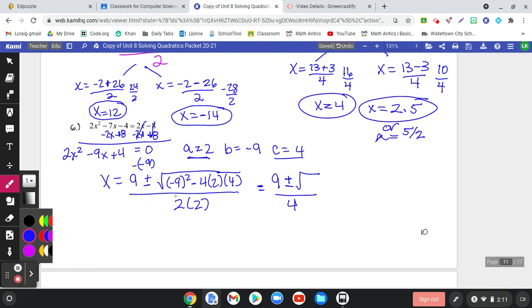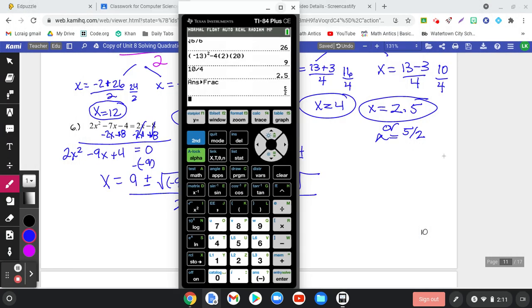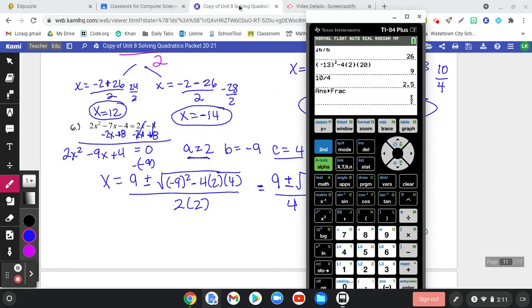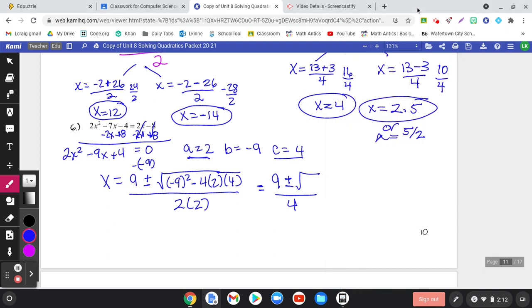And to figure out what's under that square root, we'll just type in what's under here. Okay, so we have negative 9 squared, which you want to make sure to put in parentheses and close the parentheses before the squared, minus 4 times 2 times 4. 49, nice, another perfect square. Okay, so square root of 49 is 7.